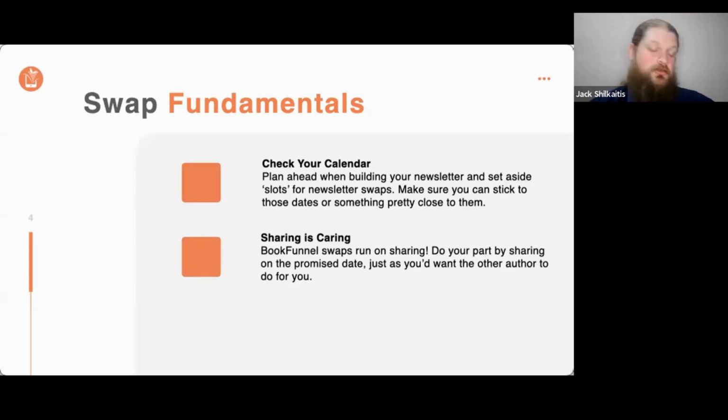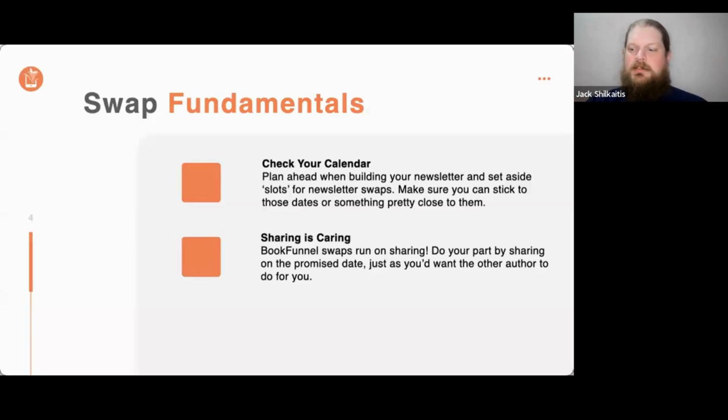And so if you sign up for a whole bunch of swaps with authors and you don't share any of them, authors are going to be able to see your history. They're going to be able to see your reputation, the average number of clicks that you bring to a swap, and they'll be able to decide whether or not they want to swap with you. And it's completely socially enforced. BookFunnel doesn't step in and stop somebody from swapping with you, but most of the time somebody's going to look through your history and be like, you know what, I'm not sure I want to swap with this person because their click average is very low because they're not sharing, right? You have to do your part.